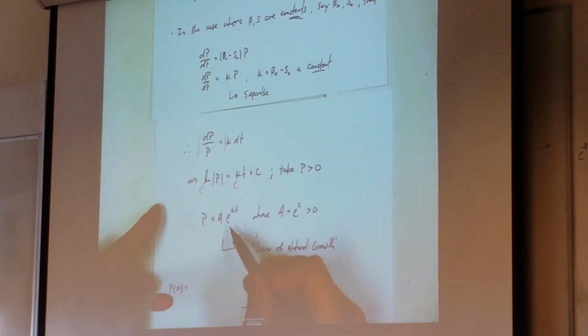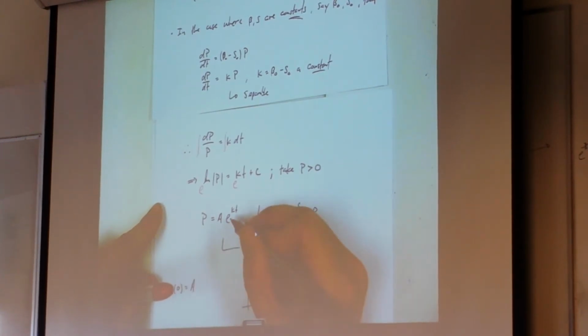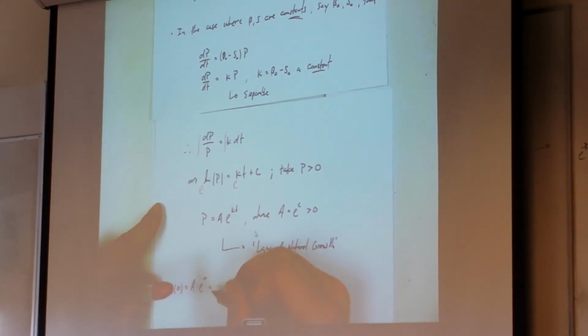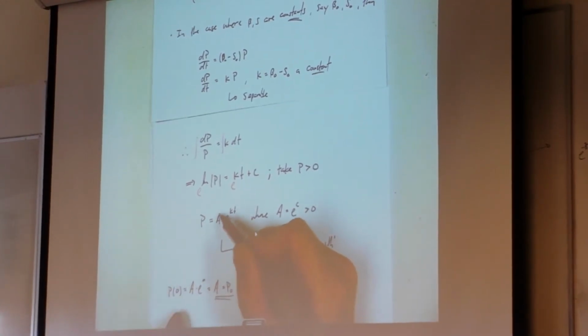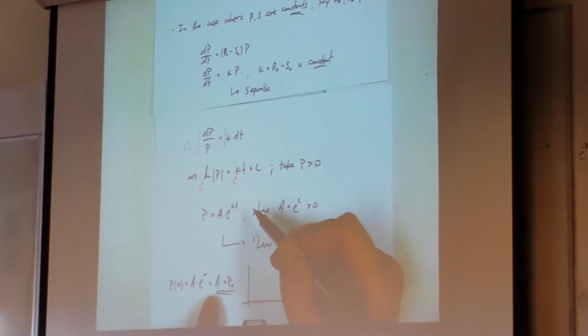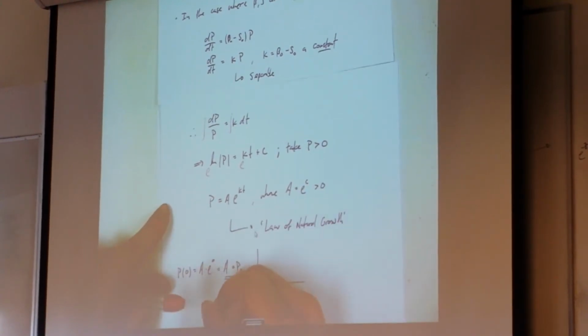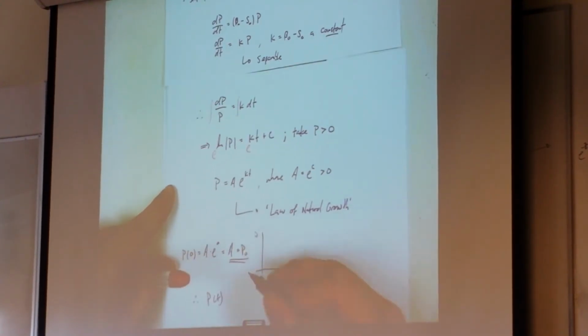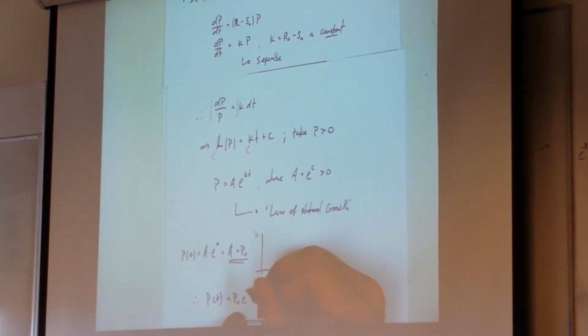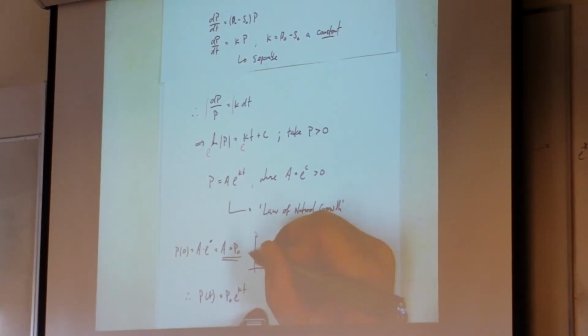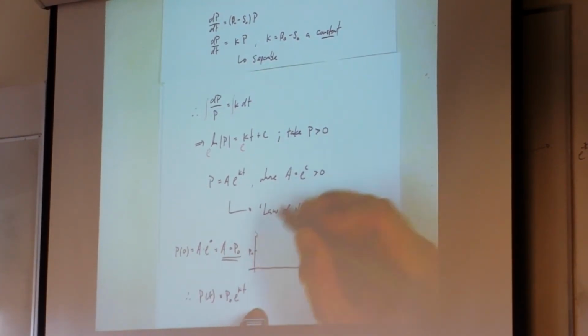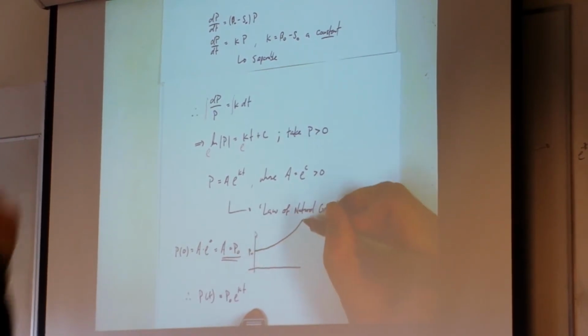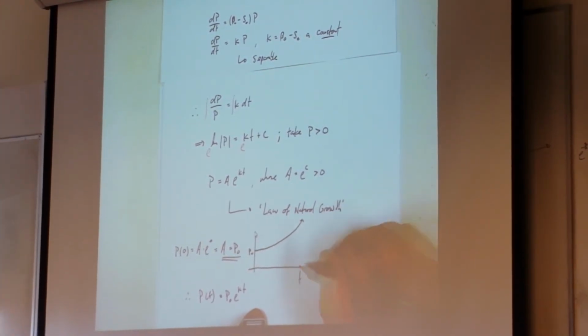If we take P of 0, we get A times e to the 0, and that's our initial population. So I can just say A, that coefficient in front represents the population at time 0, so we can call it P naught. Therefore, the total model for this would be P naught e to the kt. And if we graph that, there's P naught, and if K is positive, we get unchecked growth.